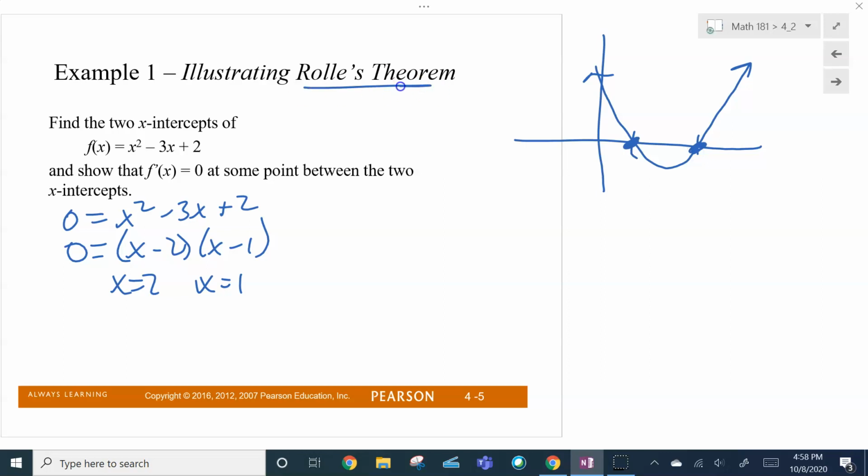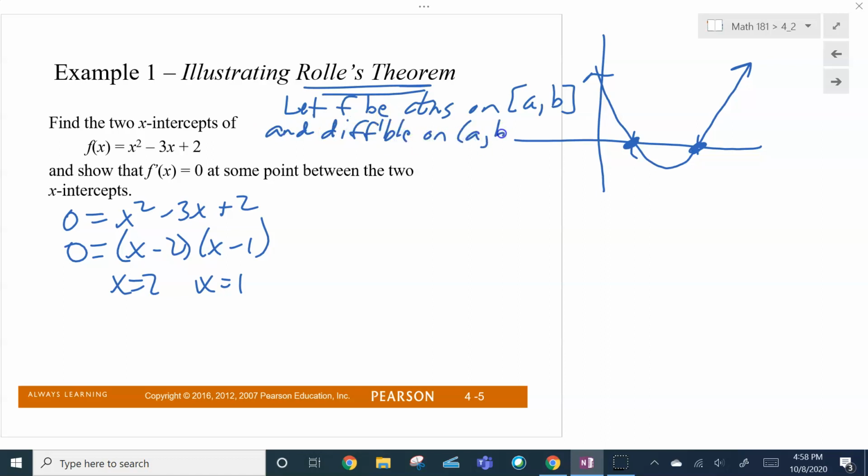Now remember, Rolle's theorem states: let f be continuous on the closed interval and differentiable on the open interval, then there must exist a c in that interval such that f prime at c is 0.